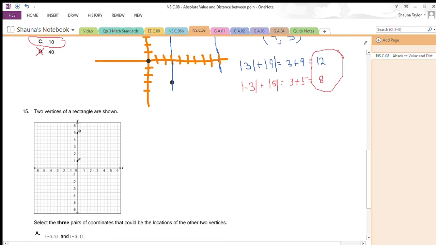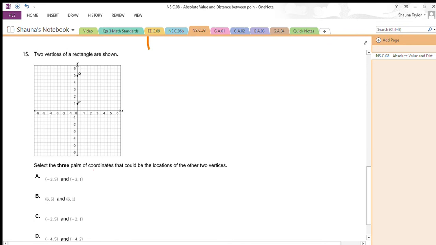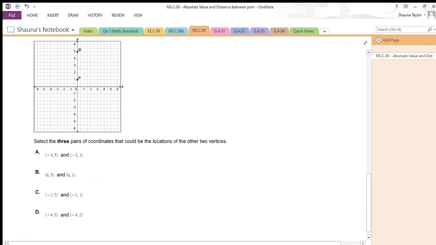Okay, let's go on. Okay, two vertices of a rectangle are shown. So do you see those two points there? So it says select the 3 pairs of coordinates that could be the locations of the other 2 vertices. So what I would do here is just go through these. Let's see, select 3 pairs. So there's 4 sections here, A, B, C, and D. There's 4 of them. So I got to pick 3. So I have 3 answers for this one.